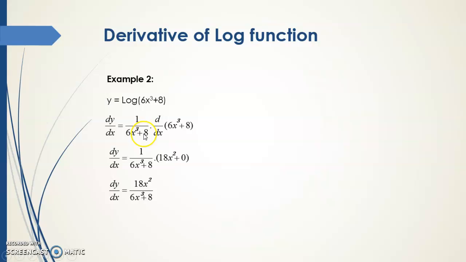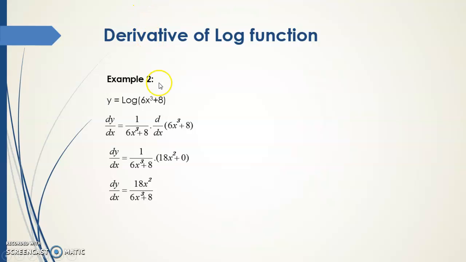Suppose you have this example now, where we have a log function of 6x cube plus 8. We know that the formula for finding the derivative of log x is 1 by x. So we'll simply divide: 1 divided by 6x cube plus 8, times the derivative of this function again, because this is not x. Whenever it is not x, you have to again take the derivative of that function.